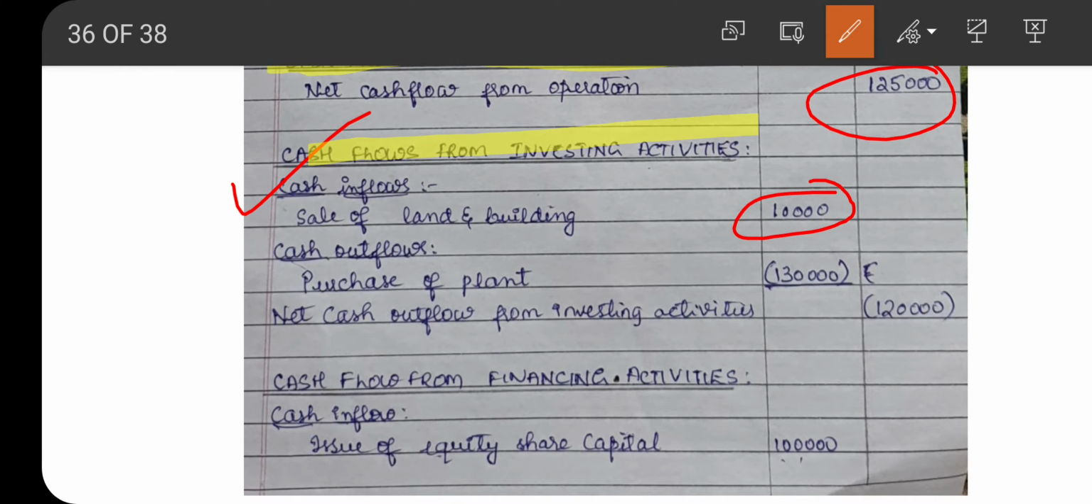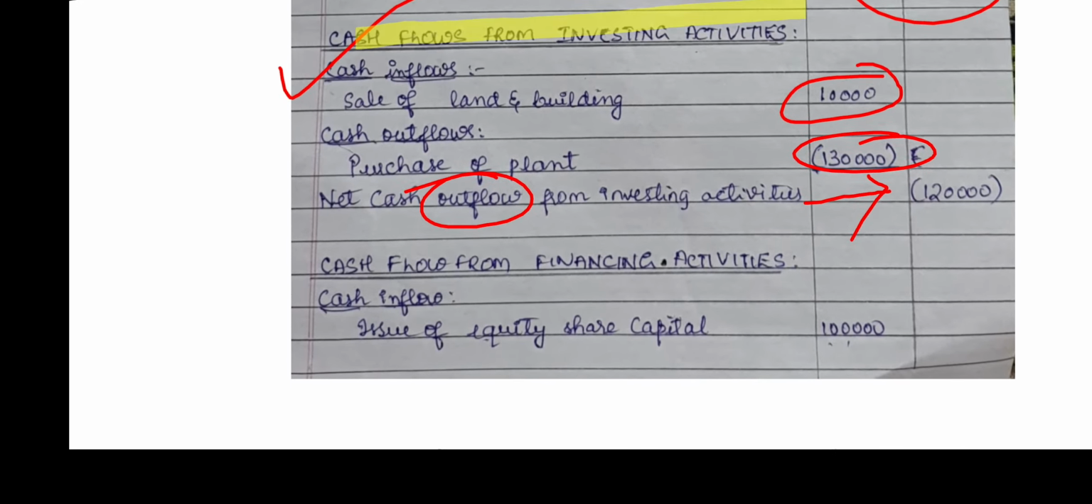So cash inflow is sale of land and building 10,000, cash outflow is purchase of plant 1,30,000. When there is purchase of plant, we need to deduct that, isn't it? So cash inflow minus cash outflow, 10,000 minus 1,30,000, the difference is 1,20,000. That is net cash outflow from investing activities.